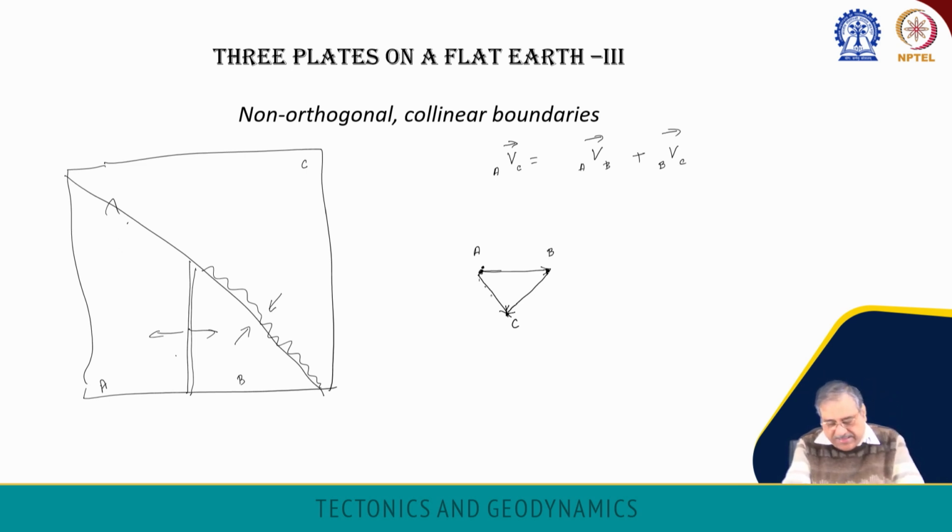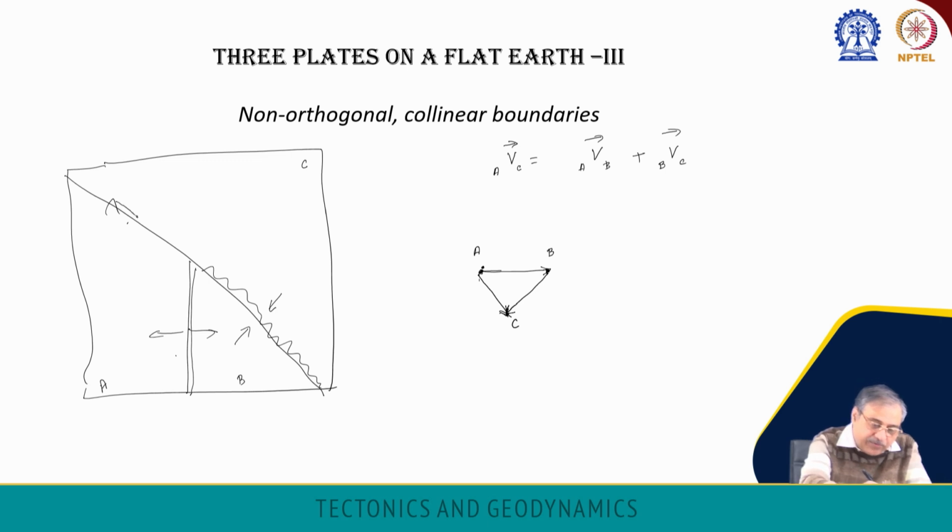We need to take this vector and put it onto the main diagram. But the question now is, do I put this vector onto plate C or onto plate A? What was the rule? I told you the rule is that you put it on the boundary of the moving plate. So this arrow should be transported onto the moving plate, onto the moving plate on that side of the boundary. So we have to move it to plate C.